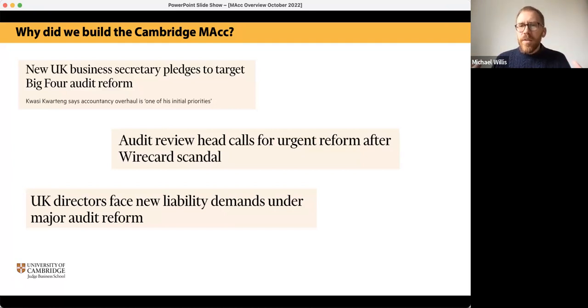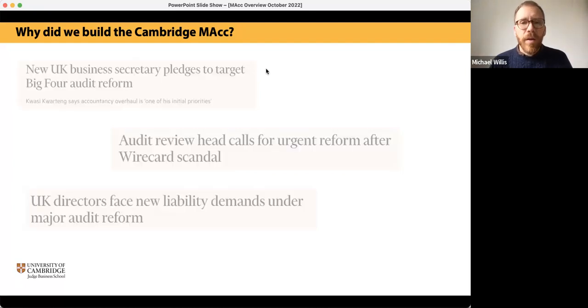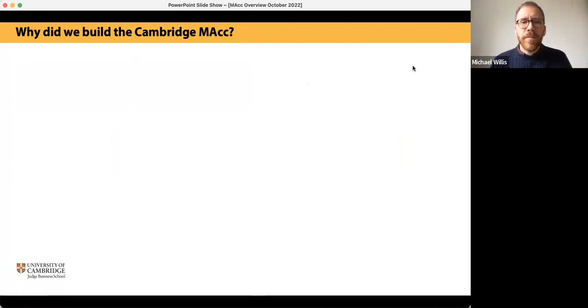This is an important issue for leaders. Many of our students will be involved in audit in some way, not necessarily doing audits, but as CFOs or as chairs of audit committees or board members, and will need to understand the issues around things like audit and governance more broadly.